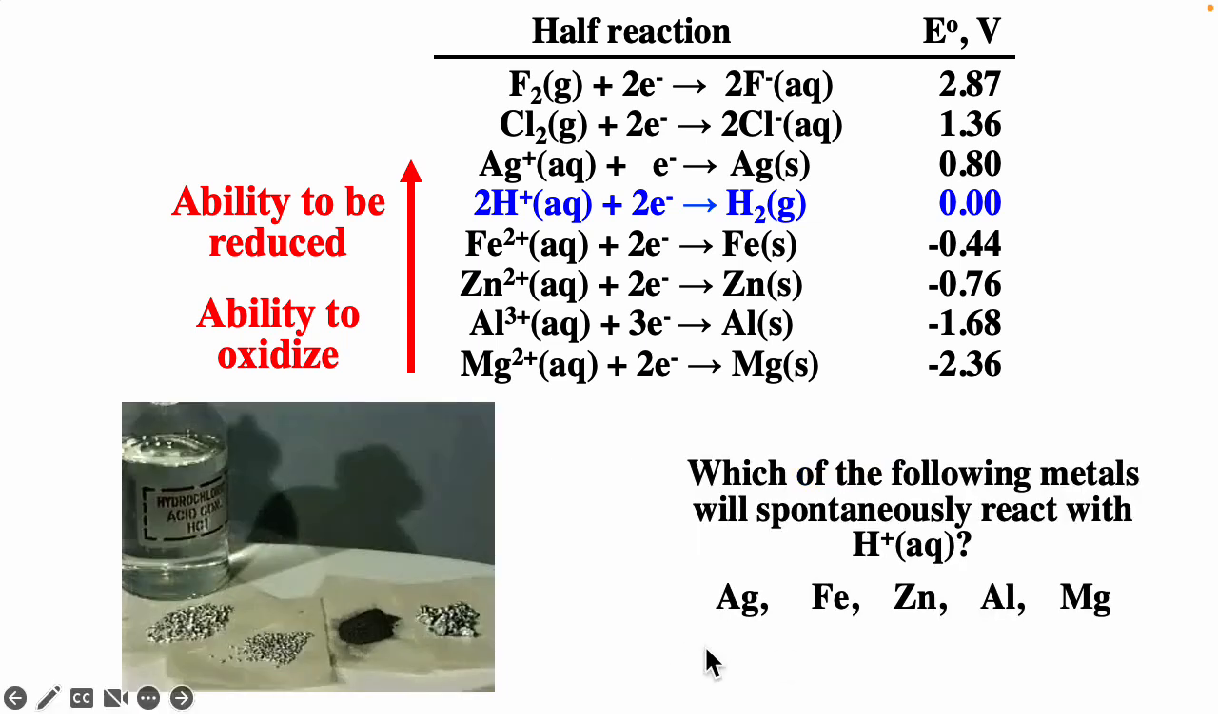Here we have a series of metals and ask which one of these metals will spontaneously react with hydrogen ions. Hydrogen ion, this is our standard potential. You can imagine if we take this half reaction and flip the one right above it, that would give us a negative potential. And so we'd imagine that hydrogen ions should not react with silver metal. If we look at the iron, if we flip this one, that changes the sign, and we'll get a potential of plus 0.44.